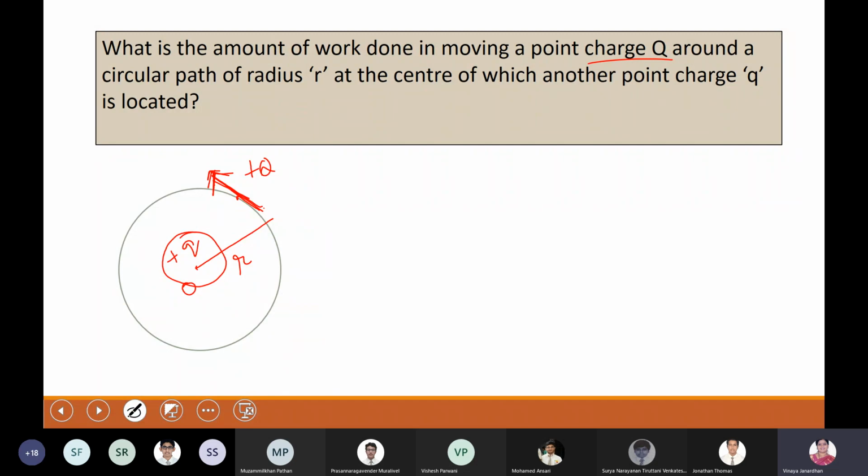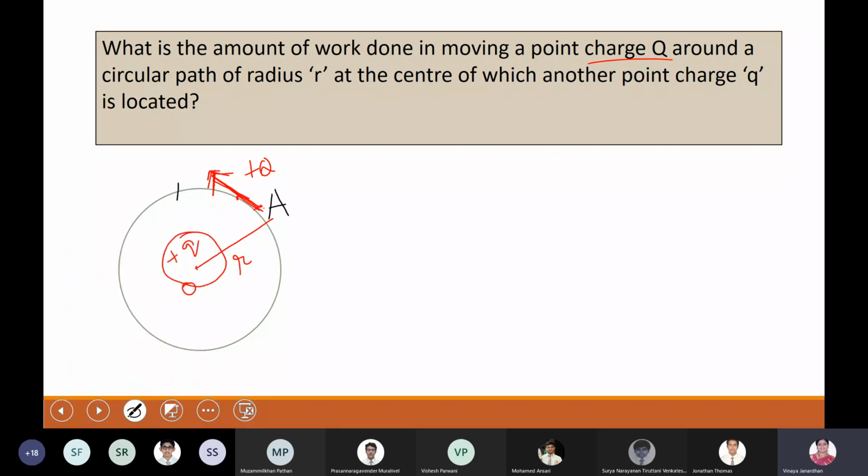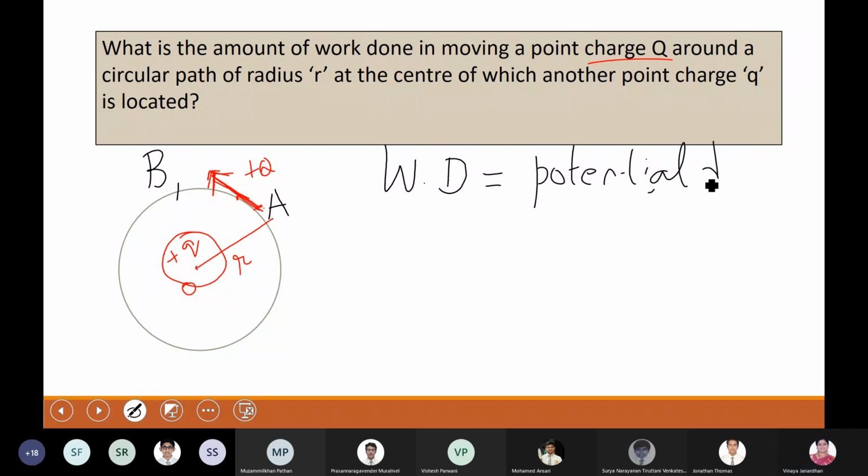Now, boys, you can suppose you are moving along the circular path, say from point A to point B. If I'm moving a charge of capital Q from point A to point B, what is the work done? You can have this formula also. Work done is equal to potential difference. This you have learned. What is potential difference?